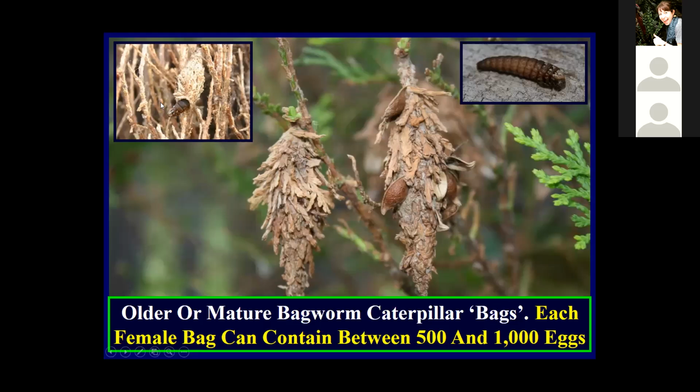So there's the caterpillar, and if you took the caterpillar out there, that's the female. She's getting ready to lay her eggs. And right now, this is what bagworms are doing. This is the green or brown cap stage, and each female bag can contain between 500 to 1,000 eggs. That's how they overwinter, as I showed you earlier. Bagworms overwinter as eggs inside the bag of the dead female.